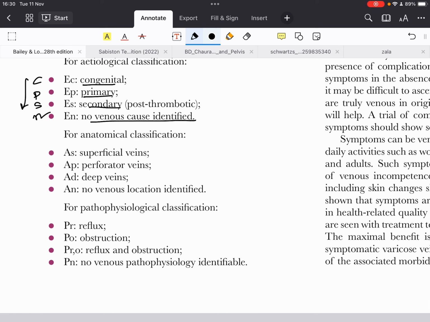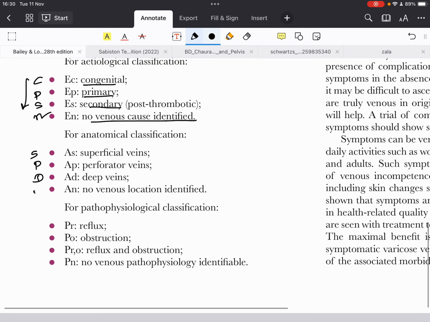For anatomical: SPD. Superficial vein, perforator vein, deep vein.